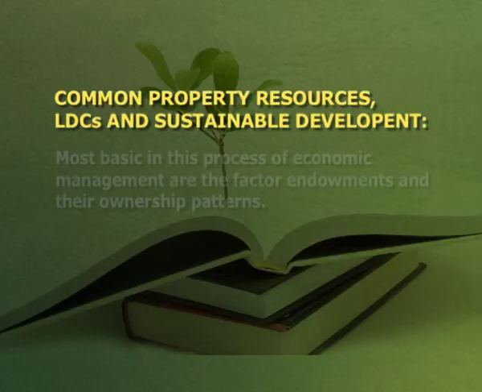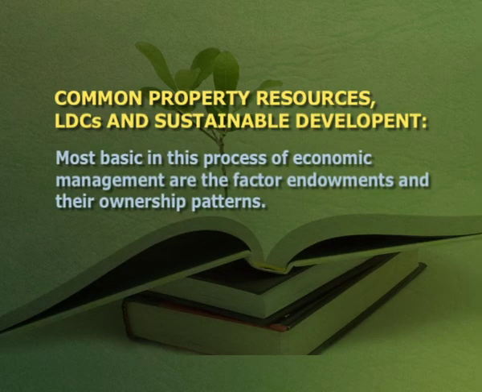To understand resource management systems, it is fundamental to take note of the institutional framework in which the resources are allocated for production and consumption. Most basic in this process of economic management are the factor endowments and their ownership patterns. This is the question of property rights. Property right is an institutional system in which the ownership and management of various resources are identified and specified.